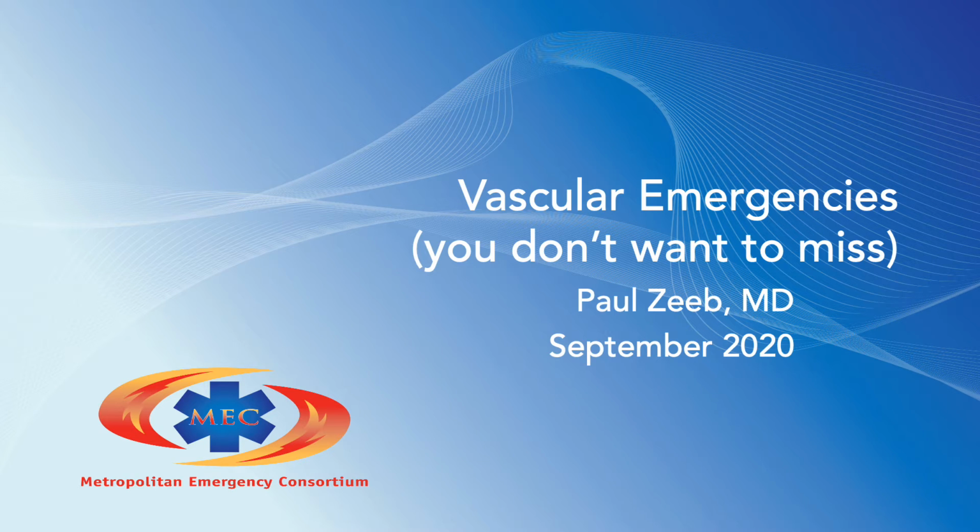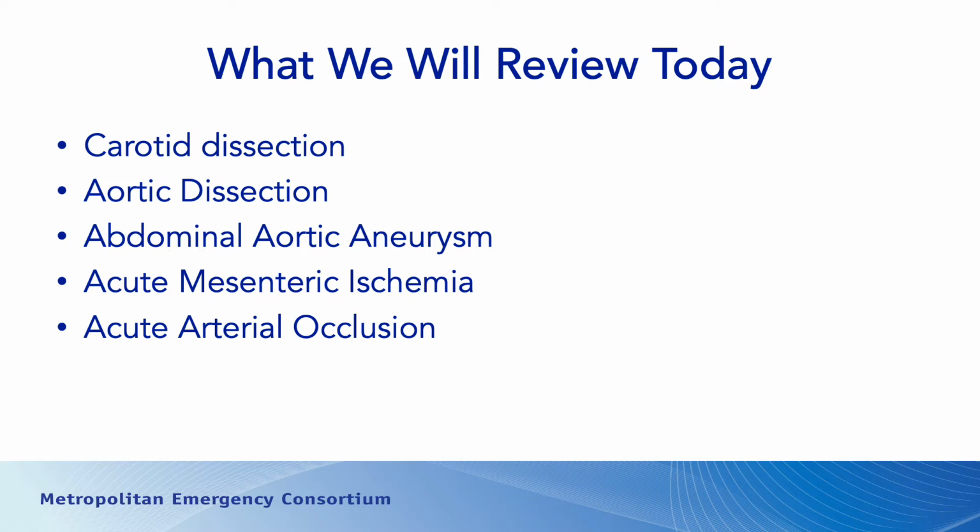So the September MEC Minute is going to be about vascular emergencies. And these are the things that you need to think about, be aware of, and you really don't want to miss. Although one or two of the items I'm going to discuss may not be immediately obvious to you or may not always be at the top of your list. I think you should always be suspicious of these conditions when you see patients with certain symptoms, and we'll talk about that. So what diseases are we going to talk about today?